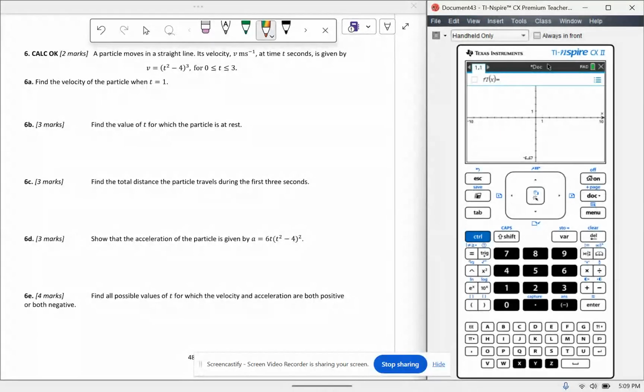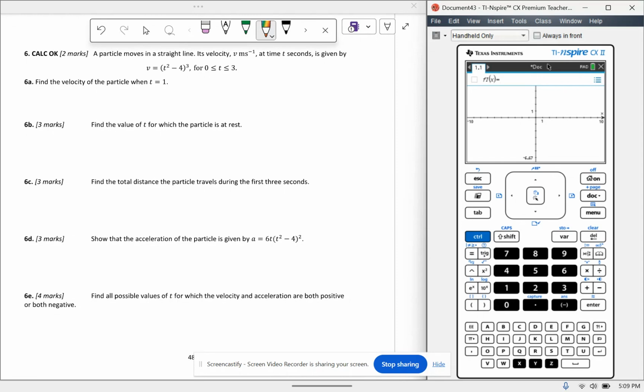Let's look at question 6. It says a particle moves in a straight line. Its velocity in meters per second at time t seconds is given by v equals (t squared minus 4) cubed, from 0 to 3. Find the velocity of the particle when t equals 1.